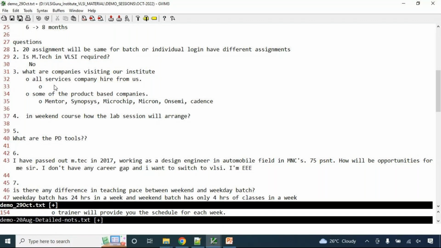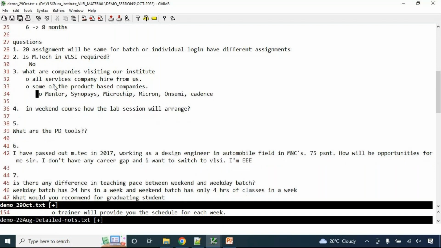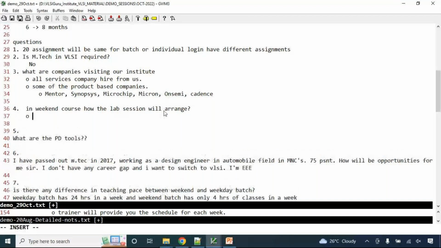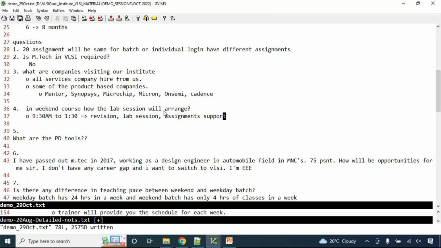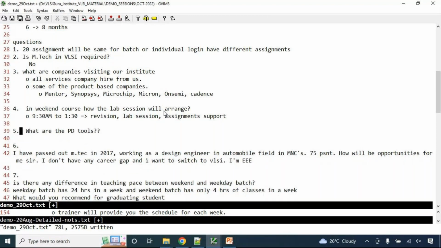Next is the weekend course. How will the lab session be arranged? As I told, 9:30 a.m. to 1:30 p.m., both Saturday and Sunday will be revision, lab session, and assignment support. During the weekdays, if you need support, the trainer can be available for some time to clarify the doubt. This is for weekend students or e-learning students.